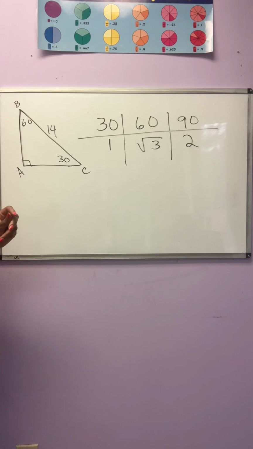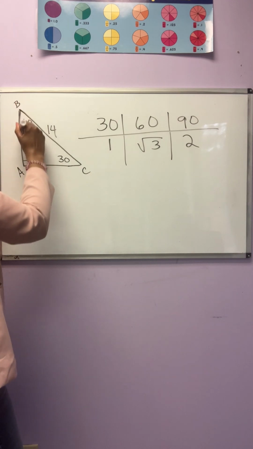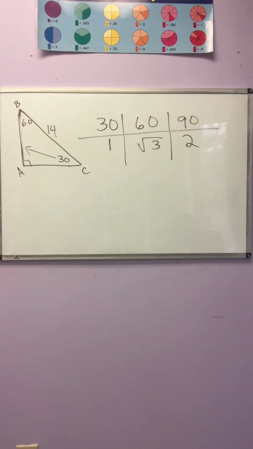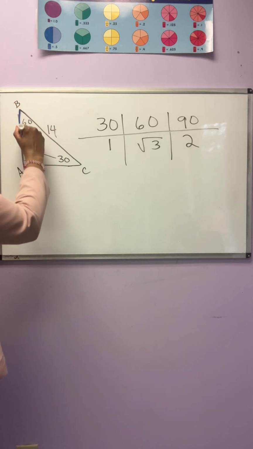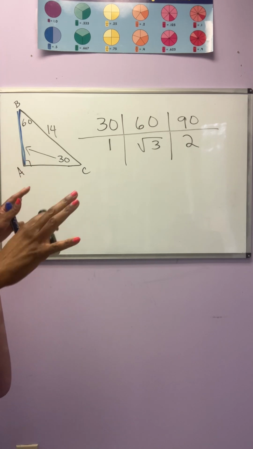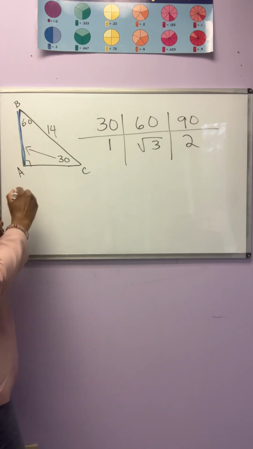In this given problem, we have the leg across from the 90 degrees. That's called the hypotenuse. It's 14, so we can create a ratio from this. If I'm trying to find the leg across from the 30, this side right here, let me highlight it in blue so you can see, I can create a proportion. I could probably solve this one mentally, but just so we can go through the process, we'll create a proportion.